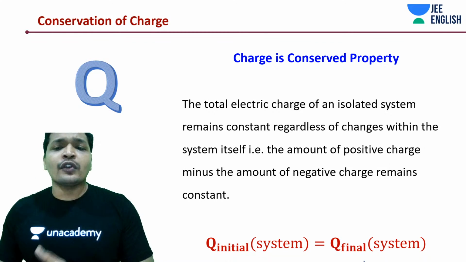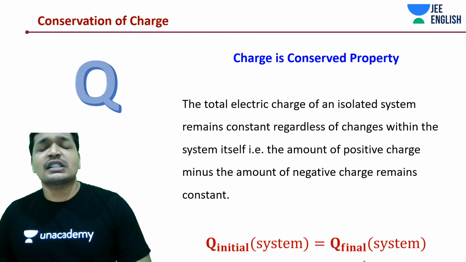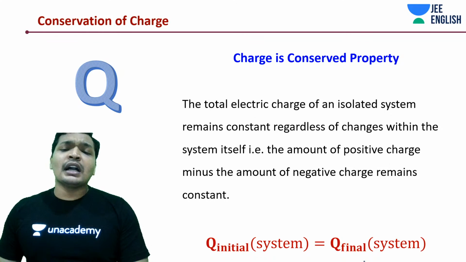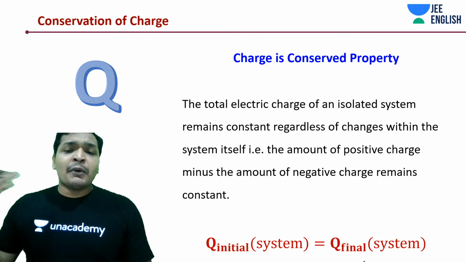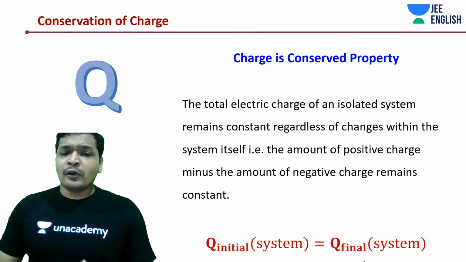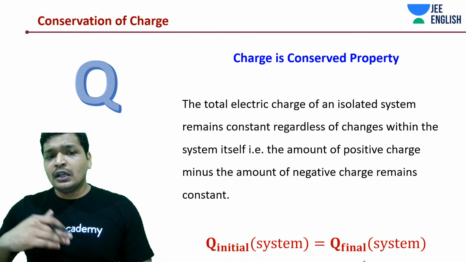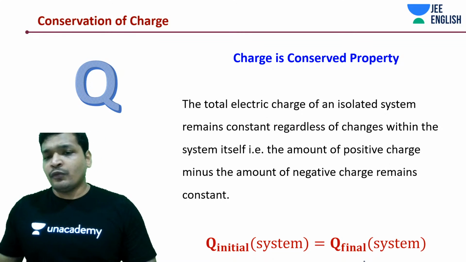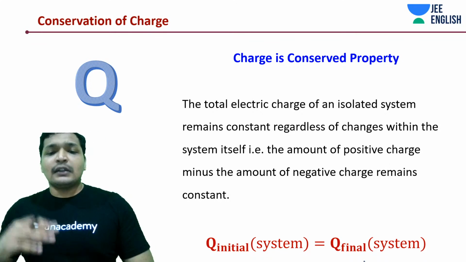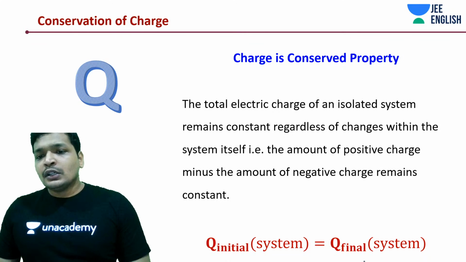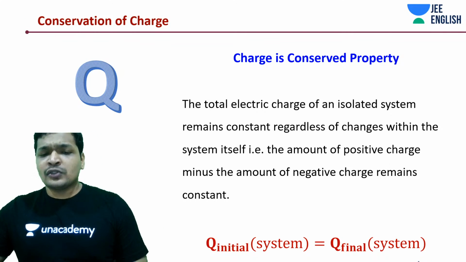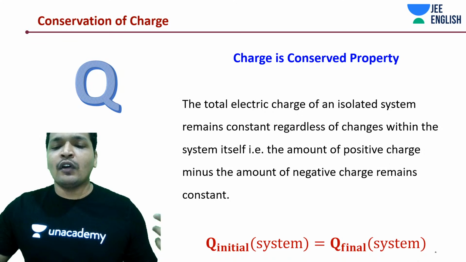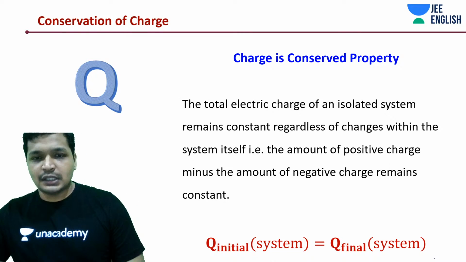The total amount of charge present in an isolated system remains constant regardless of the changes within the system itself. So some amount of positive charge can be gained, and some amount of negative charge will be lost from one part of the system, but the other part will gain it. You can also say that the amount of positive charge minus negative charge remains constant, and that can be denoted by Q initial of the system is equal to Q final of the system.